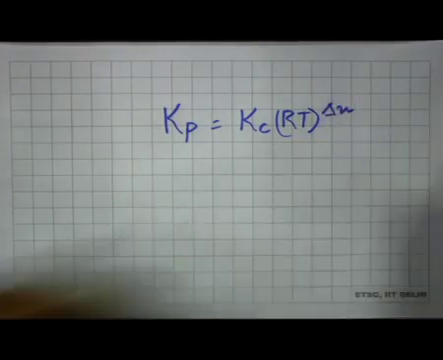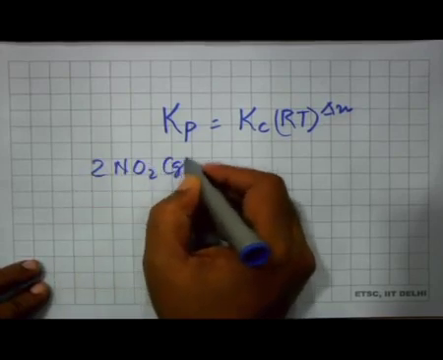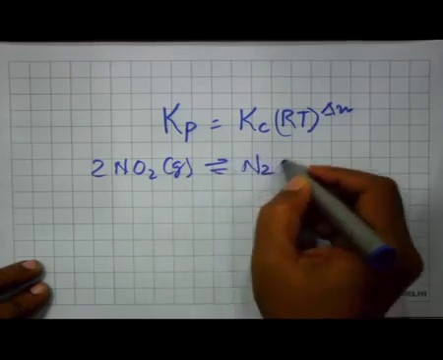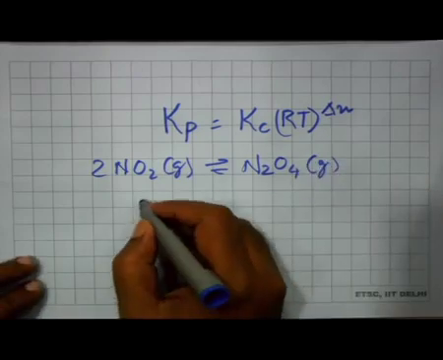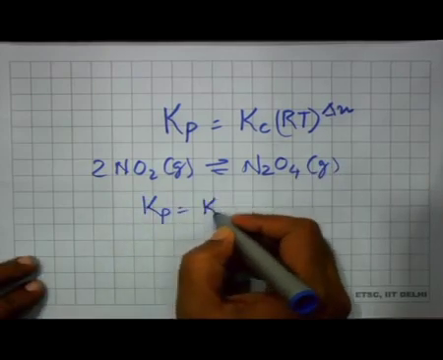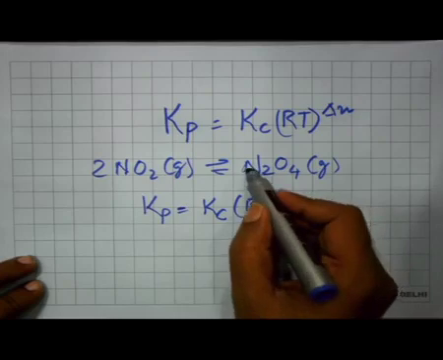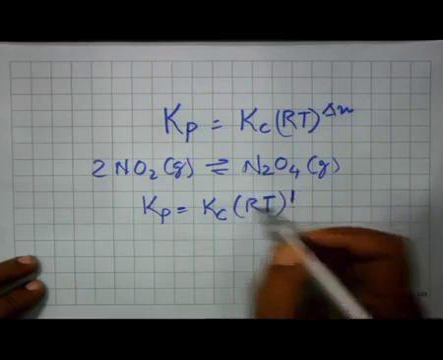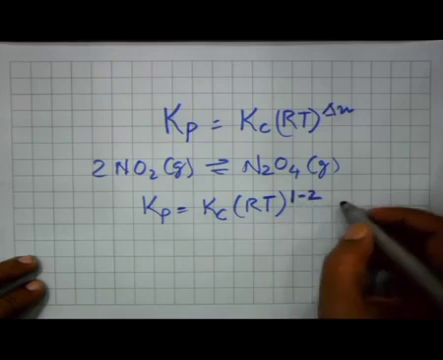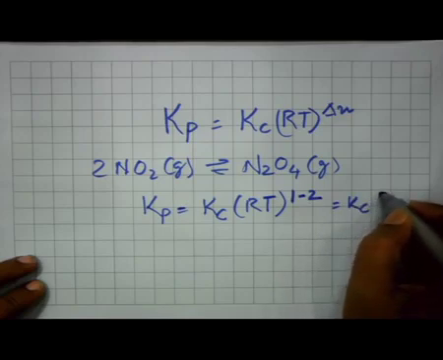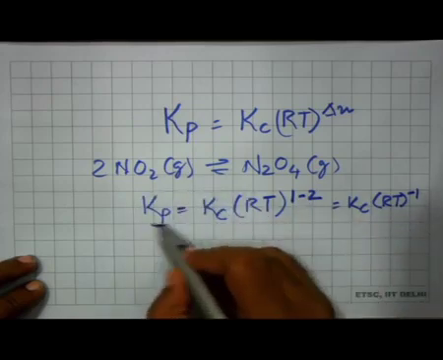For example, if I take 2NO gas going to N2O4 gas, what is the relationship between Kp and Kc? So, Kp will be Kc RT power delta n. You see n in product is 1 minus n in reactant is 2. So, it is simply Kc RT power minus 1. So, this is the relationship between Kp and Kc for this reaction.